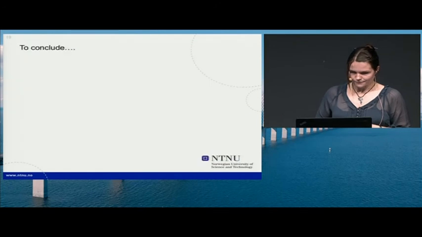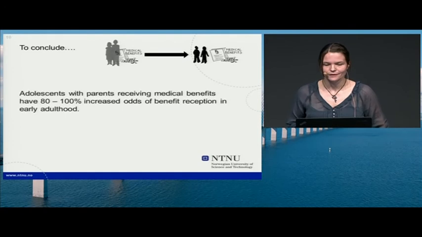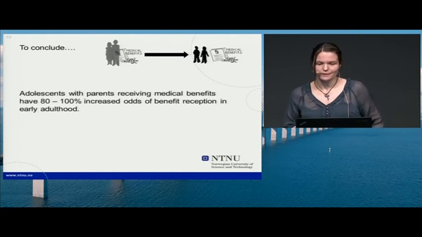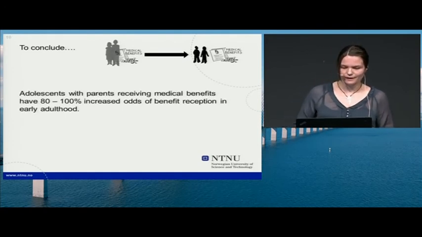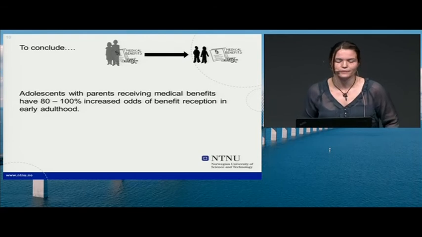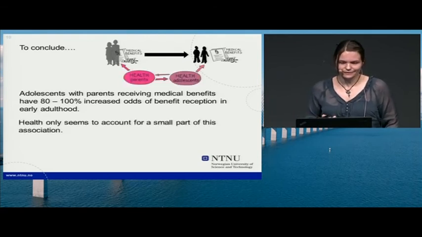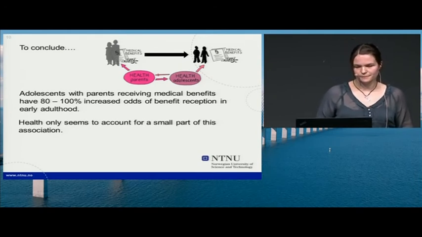So, to conclude, we have seen that adolescents with parents receiving medical benefits had 80 to 100% increased odds of benefit reception in early adulthood. And we have also seen that health only seems to account for a small part of this association.